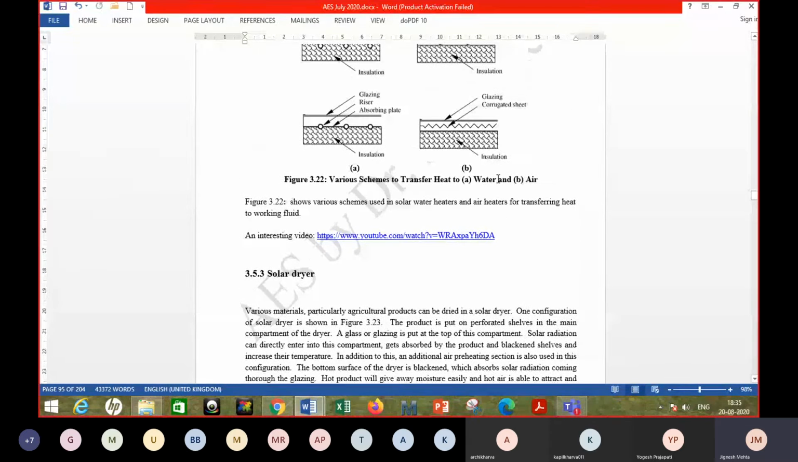Okay, so here there is an example, like a person is making a solar air heater in his own workshop in his backyard, and he uses something similar to this corrugated sheet. So let us watch that video.